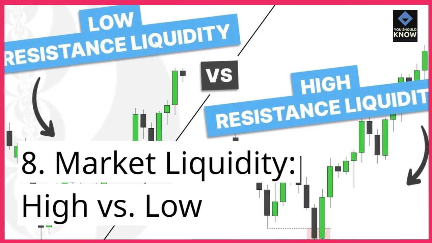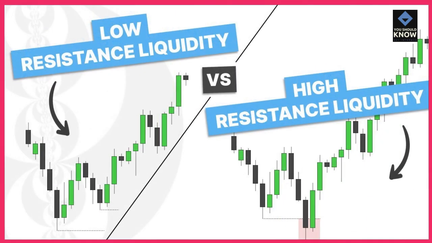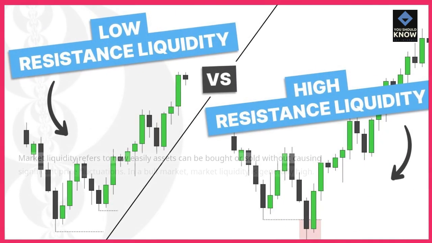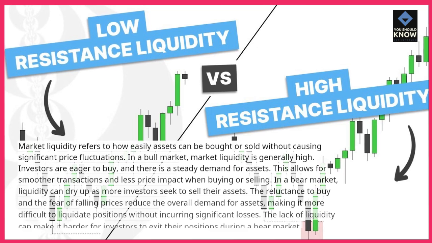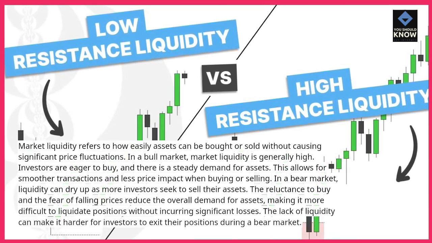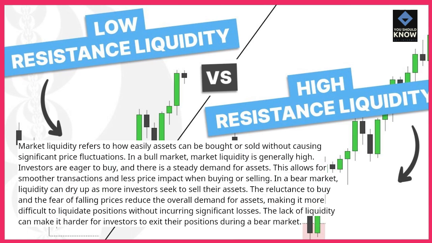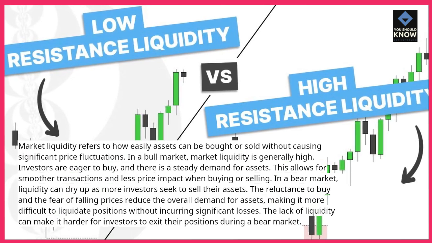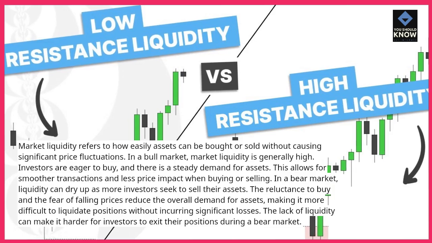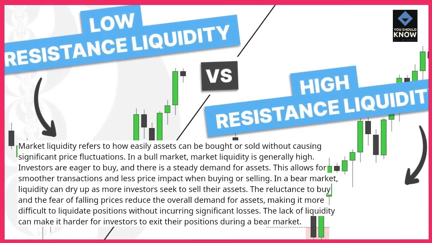8. Market liquidity. High versus low. Market liquidity refers to how easily assets can be bought or sold without causing significant price fluctuations. In a bull market, market liquidity is generally high. Investors are eager to buy, and there is a steady demand for assets. This allows for smoother transactions and less price impact when buying or selling.